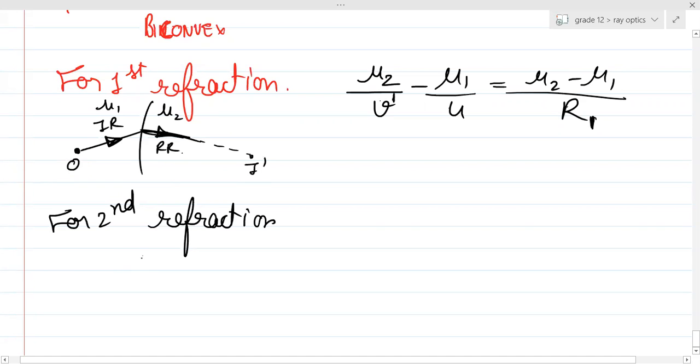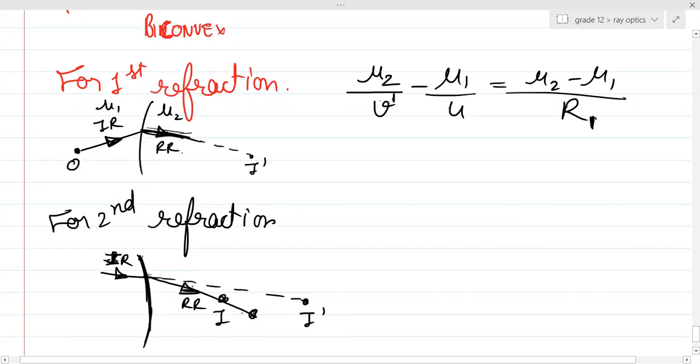For the second refraction, it is basically this surface, right? This is the refractive index, this is the incident ray. For the second surface, this ray will become the incident ray. So basically this I dash will become a virtual object, and let's say it will get refracted like this. So this will be a refracted ray, and here the I dash is formed.